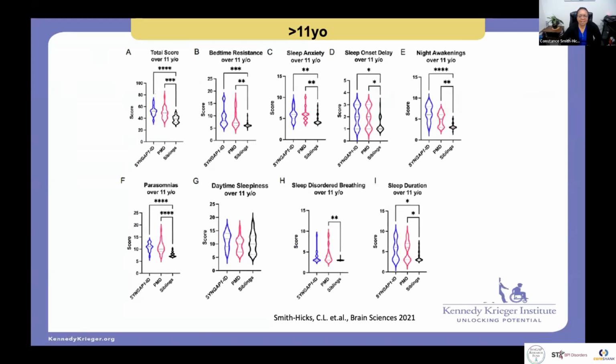We then ask, what is the profile of sleep differences that we see in the older groups? We can appreciate immediately that there was severity of sleep challenges in both SYNGAP1 and Phelan-McDermid when compared to typically developing siblings in many of the sleep subscales, and that there were no significant differences between older individuals with SYNGAP1 and PMD.